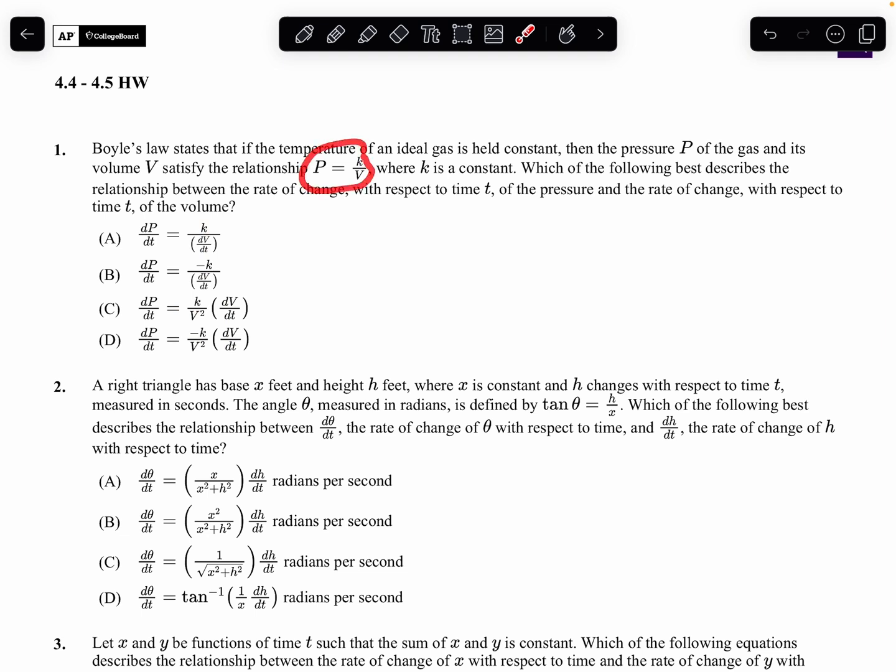So we're going to take the formula that we have and take the derivative with respect to time. Well, before I do that, I'm going to rewrite the equation to be P is equal to K times V to the negative 1. Remember that K is constant, so we're going to use the constant multiple along with the power rule here. So I can bring the negative down. That's going to be negative K V to the negative 2 times dV dt.